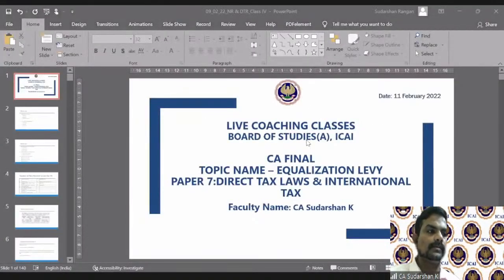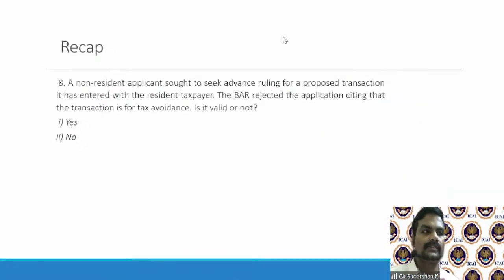So to question number 8 specifically, the BAR rejected the application, citing that the transaction is for tax avoidance. Is it valid or not? Yes, it is valid, because it has the power to not entertain an application if the Board for Advance Ruling is of the opinion that the transaction is designed to avoid taxation.